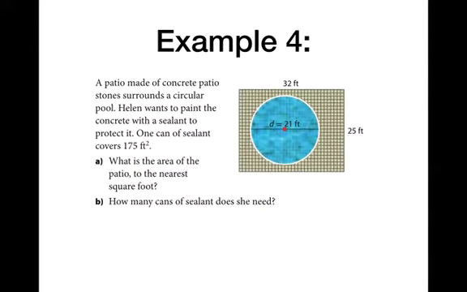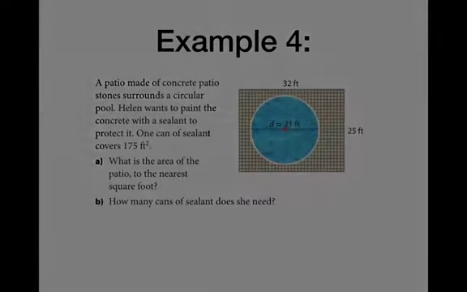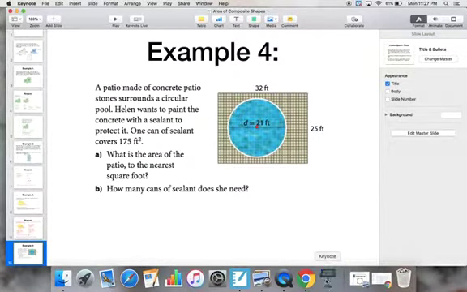Okay, on to our final example. In this one, a patio made of concrete patio stones surrounds a circular pool. Helen wants to paint the concrete with a sealant to protect it. 1 can of sealant covers 175 square feet. What is the area of the patio to the nearest square foot, and how many cans of sealant does she need? Okay, so let's do this last example together.